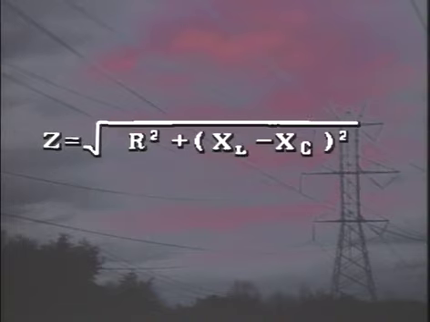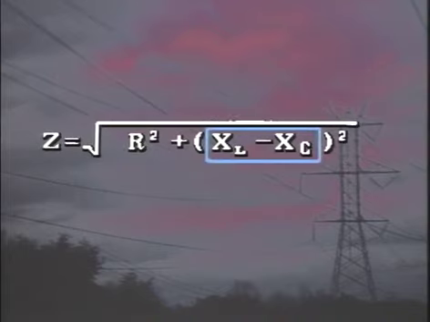It's important to realize that even though the equation states X sub L minus X sub C, the smaller value is always subtracted from the larger value. So if X sub L and X sub C have the same value, they cancel each other out, and the impedance of the circuit is due only to the resistance of the circuit.